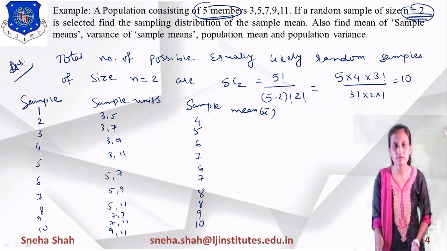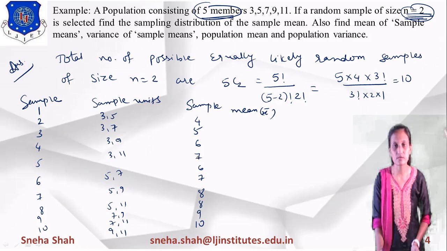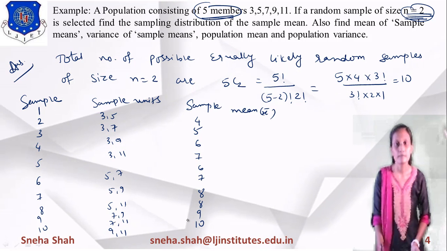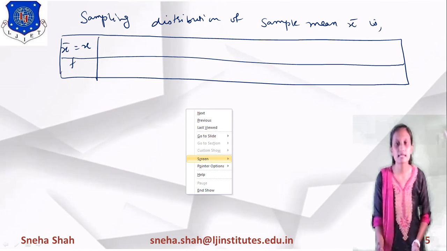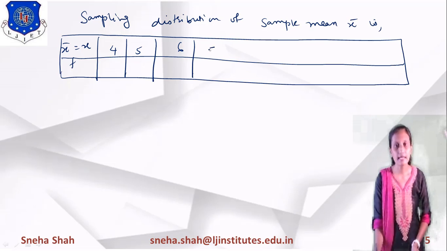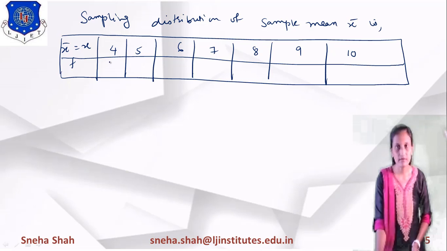Same way, if I am taking 7, 7 is occurring here and here, so its frequency equals 2. Likewise, I am finding the frequency of each and every term. So first of all, I am writing the values of x bar equals to x: 4, 5, 6, 7, 8, 9 and 10. Now the frequencies: 4 and 5 have 1, 1, 6 and 7 have 2, 2, 8 has 2, and 9 and 10 have 1, 1. Each will occur 1 time, right?